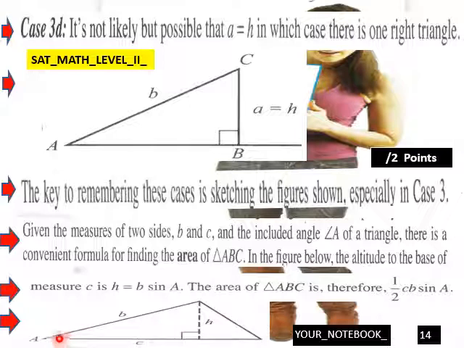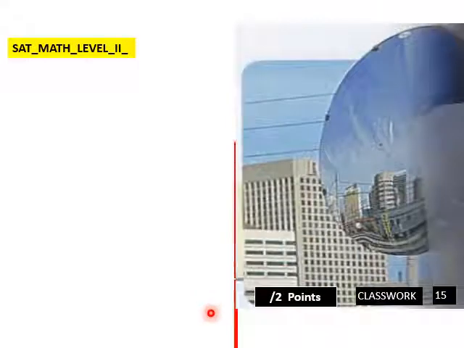So here it is here. The area of ABC would be 1/2 CB sine A. That would be another way that you could calculate the area of this triangle. Instead of finding the area of two triangles, you could find the area of this whole triangle by using this formula here. And that'll save you time.